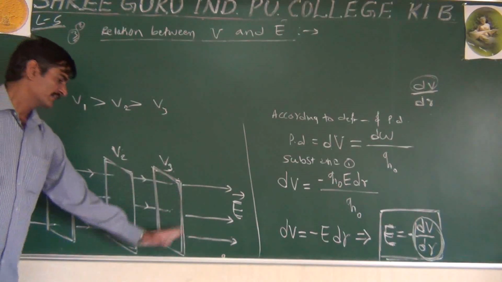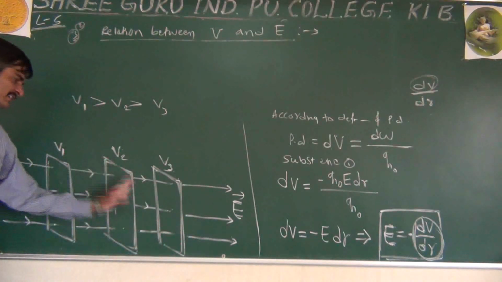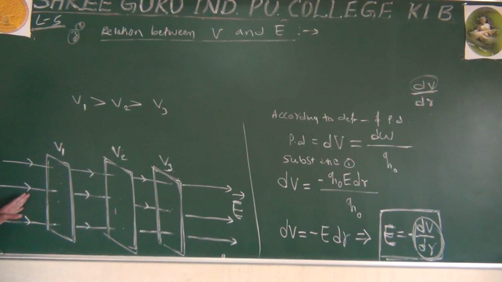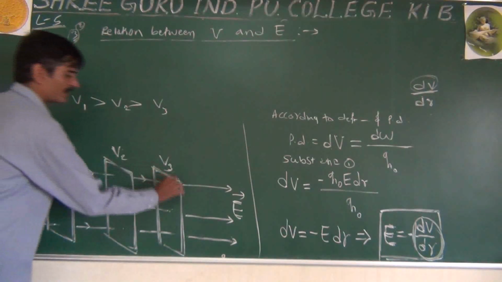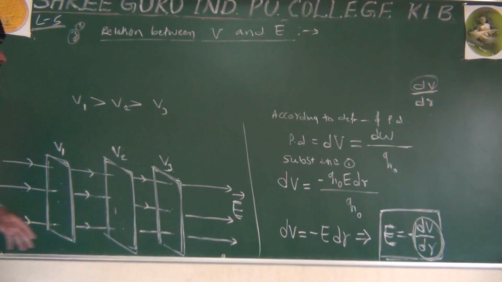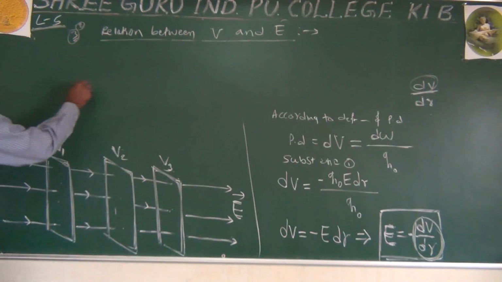Did you understand? This is an equipotential surface. This is also an equipotential surface. This is also an equipotential surface. Out of these three, which has the more potential and which has the less potential? This one has the more potential and this one has the less potential. Understood? Okay. So from that only, another diagram.